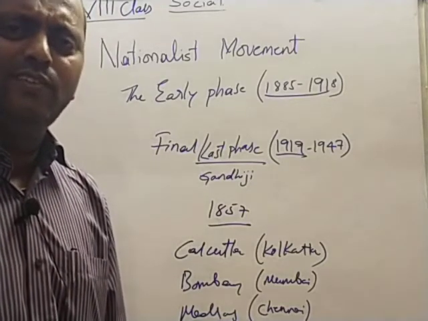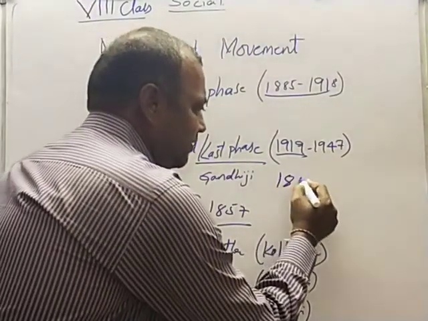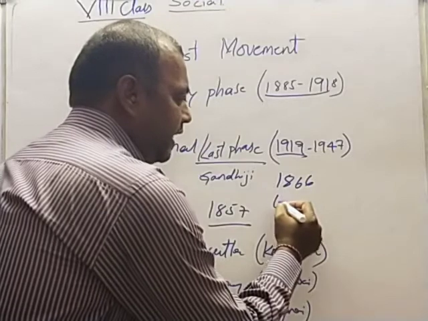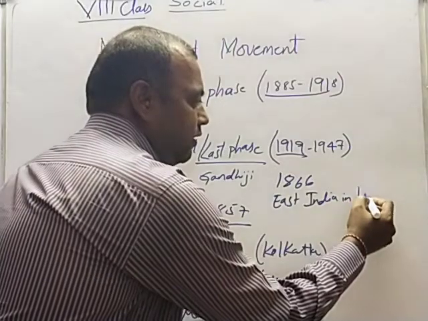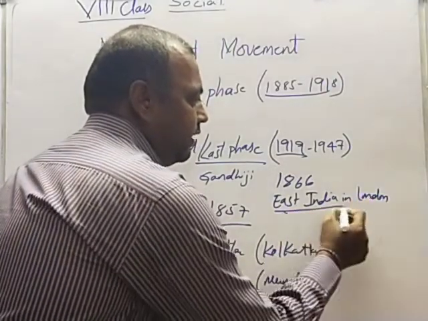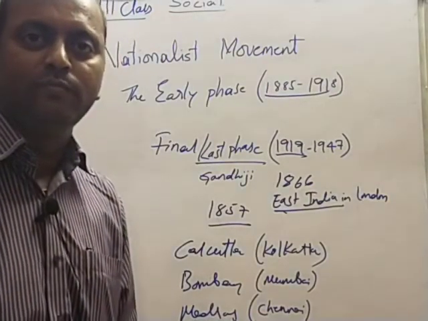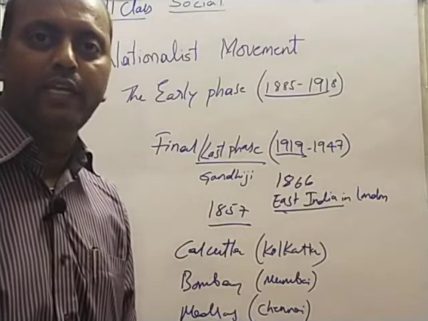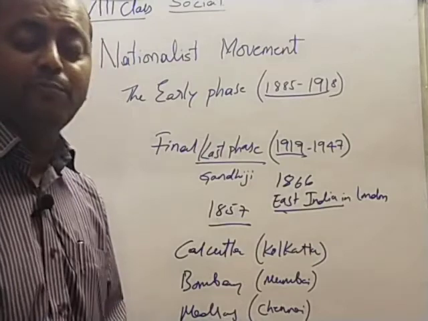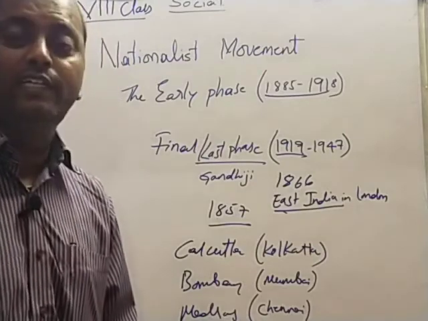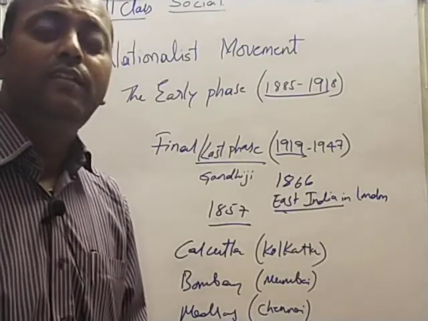The first association was formed by Dadabhai Naoroji. It was in 1866. He created an association called the East India Association. In London it was. It was not in India. He created this platform to call all the intellectuals, all the intelligent people, to discuss the issues, how the British were implementing and how they wanted to exploit the country. Those issues were discussed on this platform. That first association was created in London in 1866 by Dadabhai Naoroji.